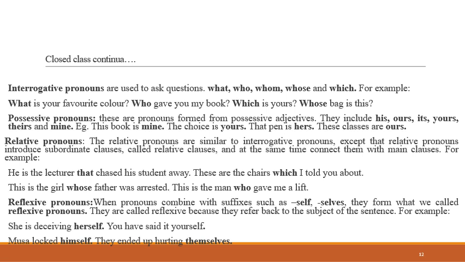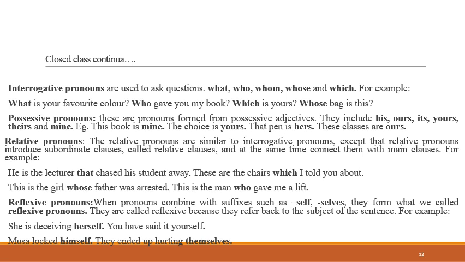Then possessive pronouns. Unlike interrogative pronouns, which are used to ask questions, possessive pronouns are used to indicate possession. They include pronouns like his, ours, its, yours, theirs, and mine. They mostly have the inflectional ending of s, which ordinarily indicates possession, except the last one, mine. This book is mine. The choice is yours. The pen is hers. These classes are ours.